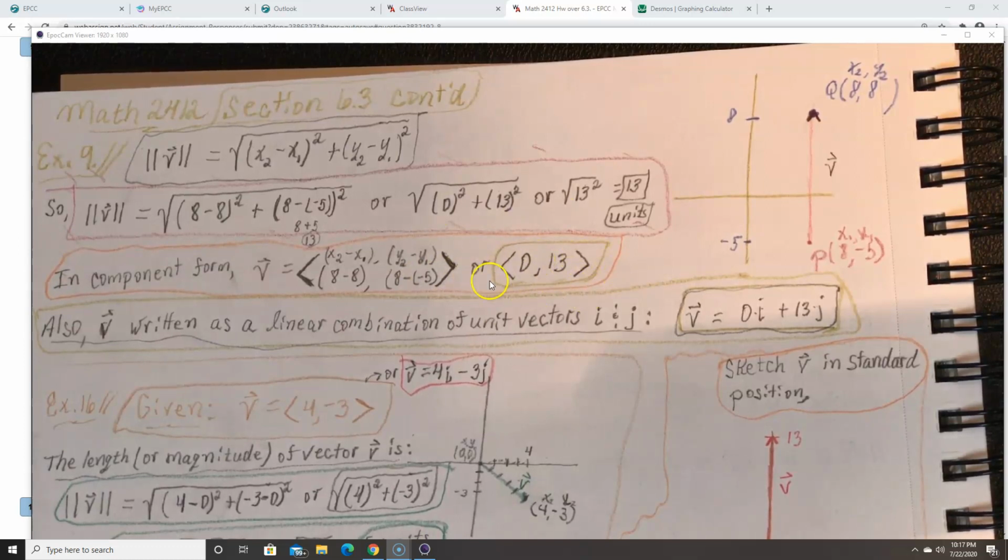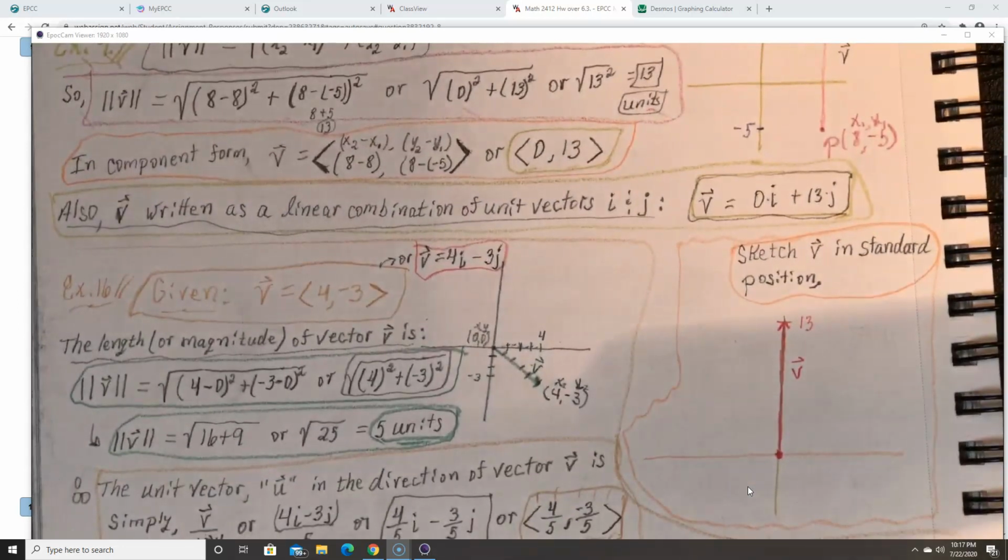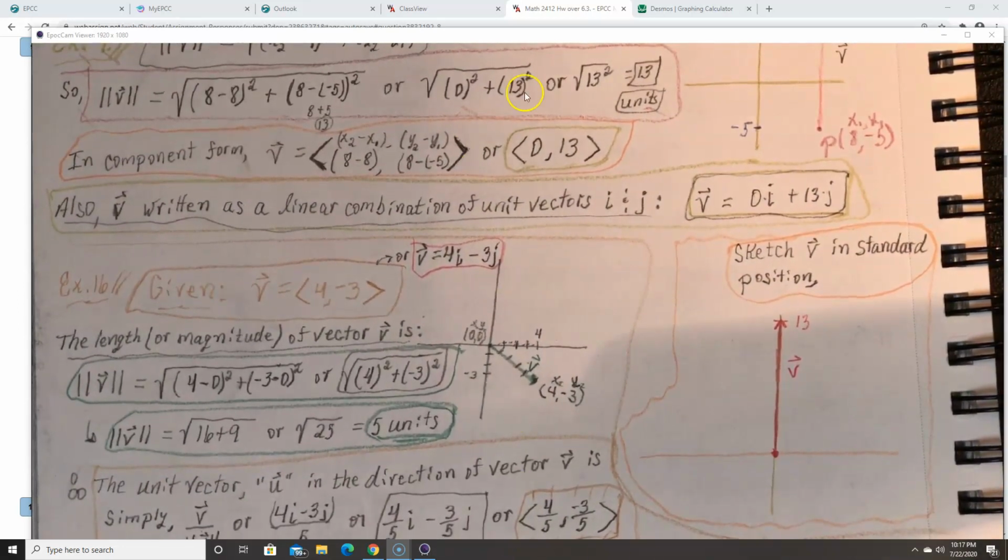And so here is the component form of this directed line segment PQ, or of this vector V, which means now you can consider the initial point to be at the origin. This not only tells you the horizontal movement and the vertical movement, but it also tells you the end point, the terminal point of the vector when it's in standard position, because it's going to have to be 0, 13. Right here, this point is 0, 13.